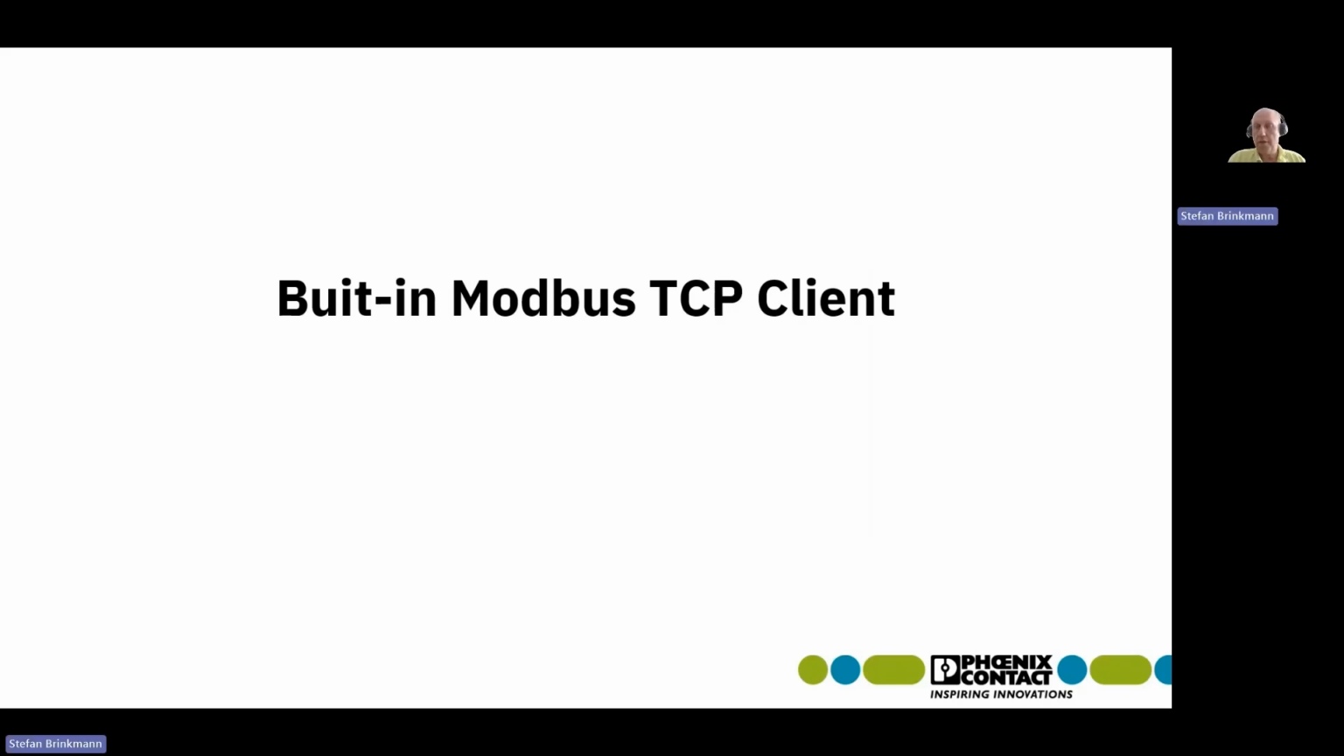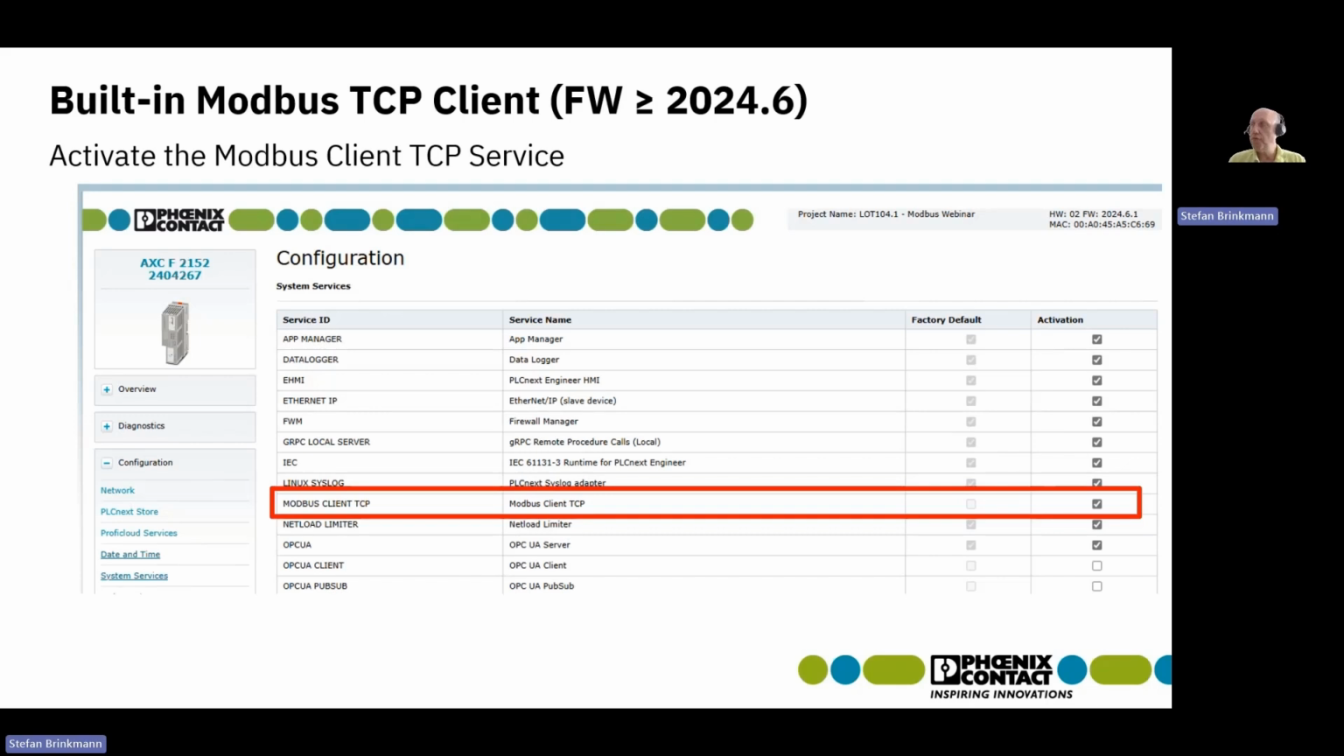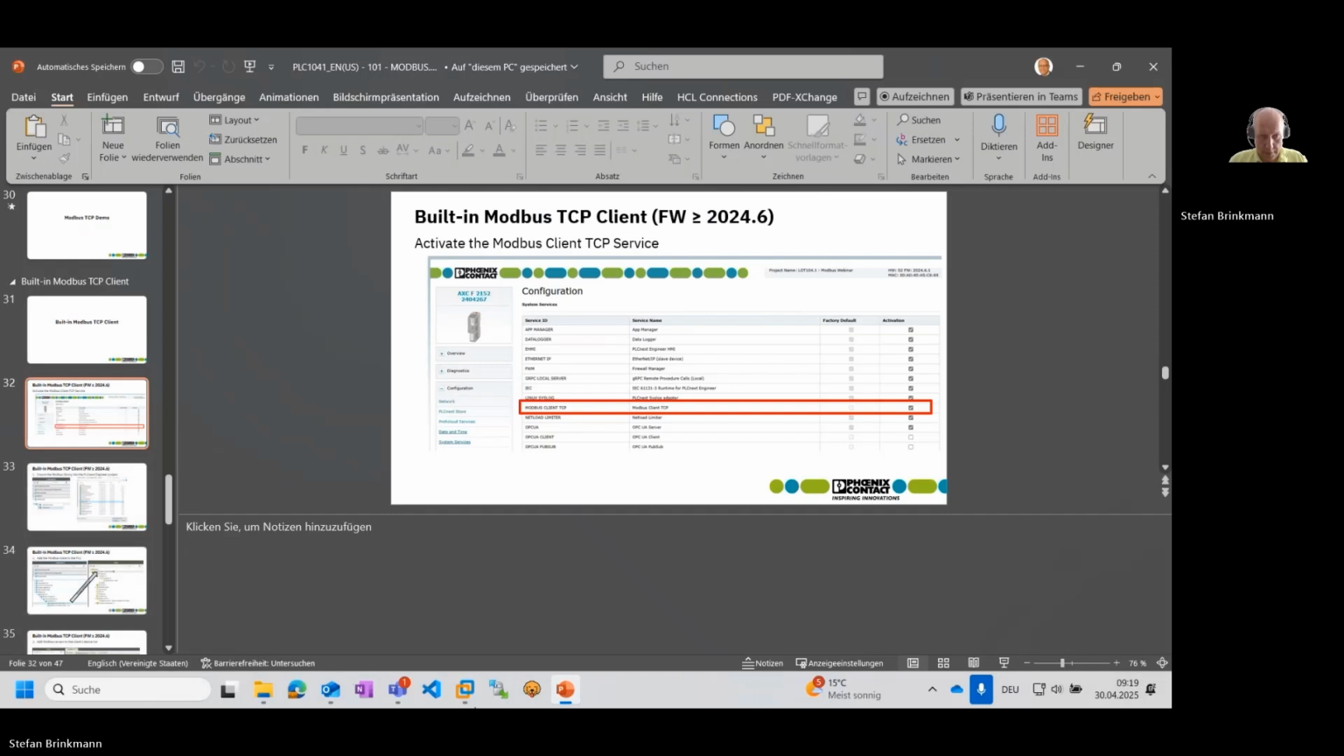But there's another option now. So instead of using the function blocks, if you just need a client functionality of Modbus TCP and you have the latest firmware available, then you can, well, latest firmware means firmware 2024.6 or higher. And the first thing that you need to do is you have to go to the web-based management of the PLC. I will show it.